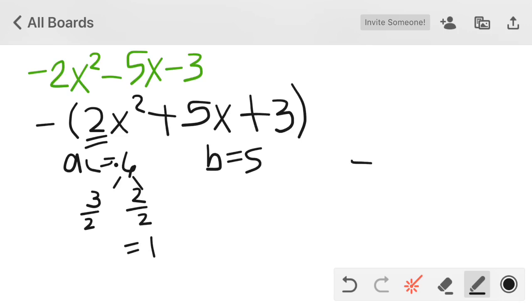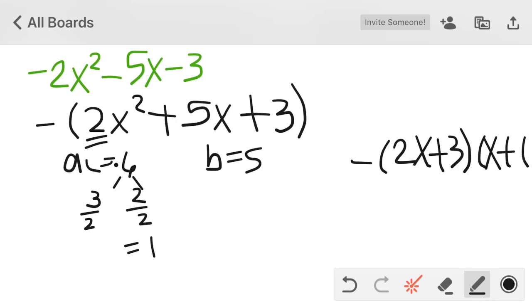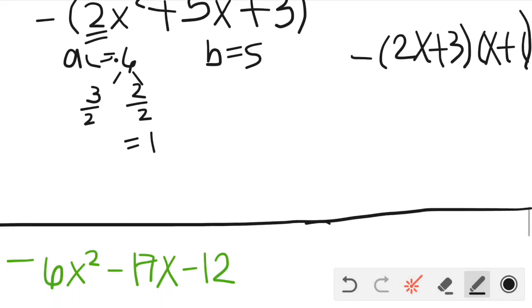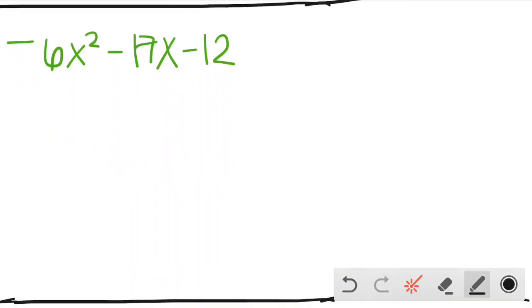Simplifying 2 over 2, now we can go ahead and rewrite our factors. Start with the negative that you factored out, or a -1. Continue on. You will have a 2x plus 3 and an x plus 1. And those are the factors of your polynomial.